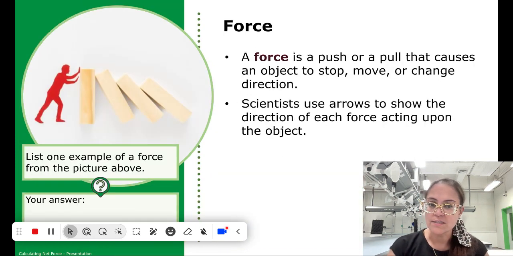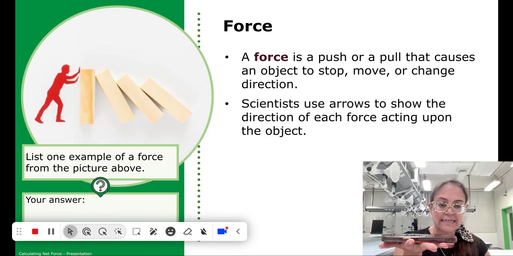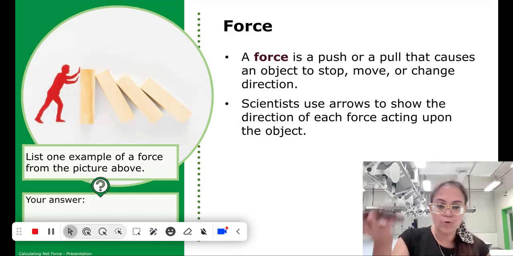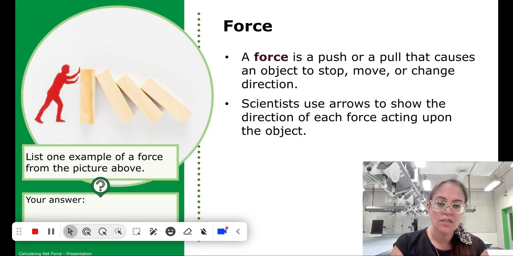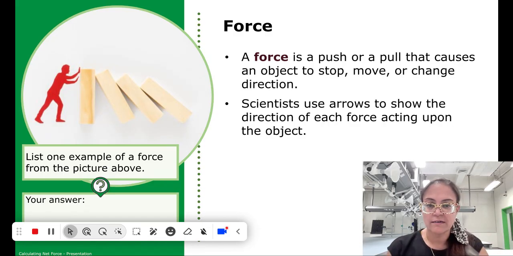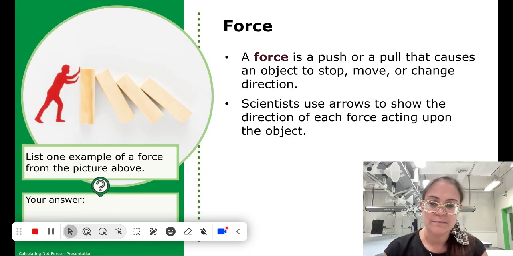Okay, so a force is a push or a pull that causes an object to stop, move, or change direction. So something is sitting still, like my phone is sitting still, and I'm going to push it, and it's going to start moving. It could already be moving, and then I stop it, so that's a change. So it might stop, it might start moving, or instead of going up and down, maybe it's going left to right. So any sort of change in its motion is created by a force. And scientists use arrows to show the direction of each force acting upon the object. And we will talk about those diagrams in a little bit.